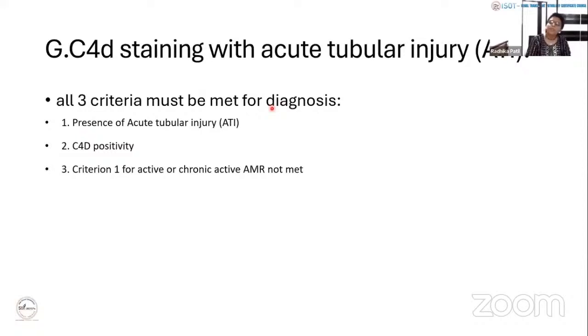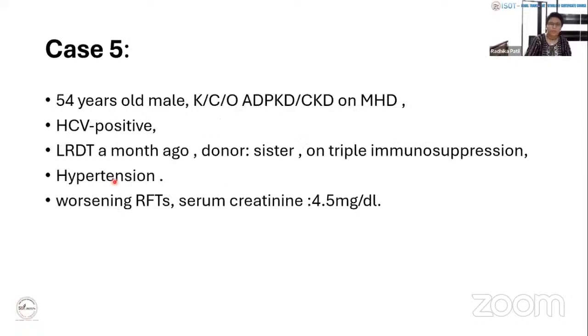C4D staining with acute tubular injury. Earlier, acute tubular injury was included in the criteria of active AMR, but now it has been given a separate entity when the 3 criteria are met: presence of acute tubular injury, C4D positivity, and there should not be any microvascular inflammation. This type of change is seen in cases of ABO incompatibility, which we call accommodation.